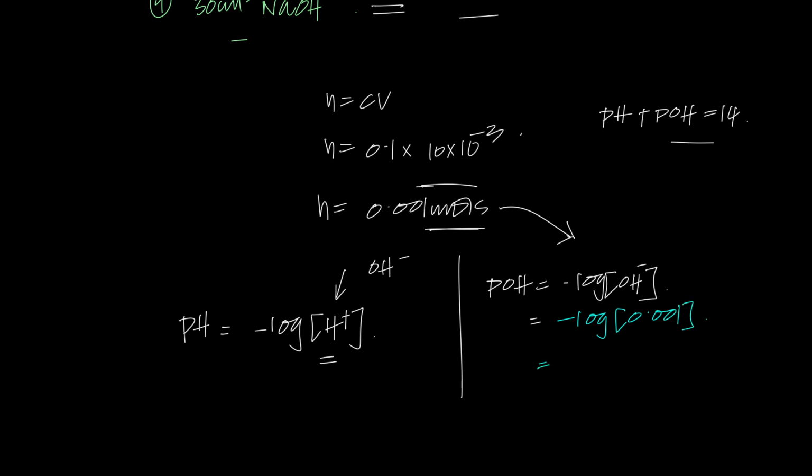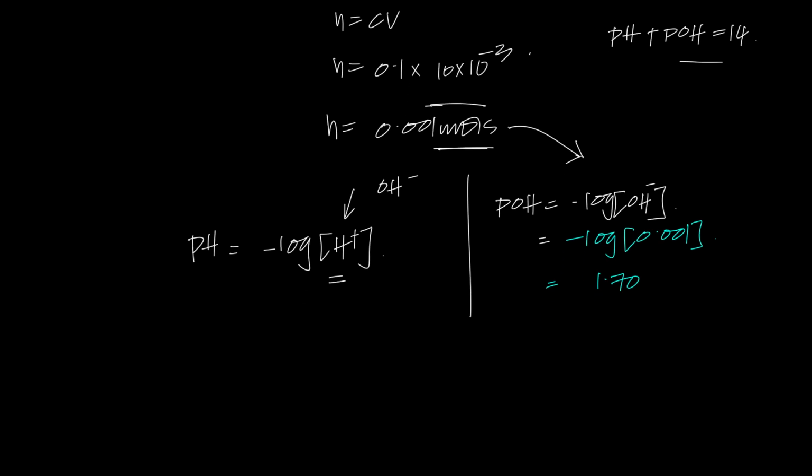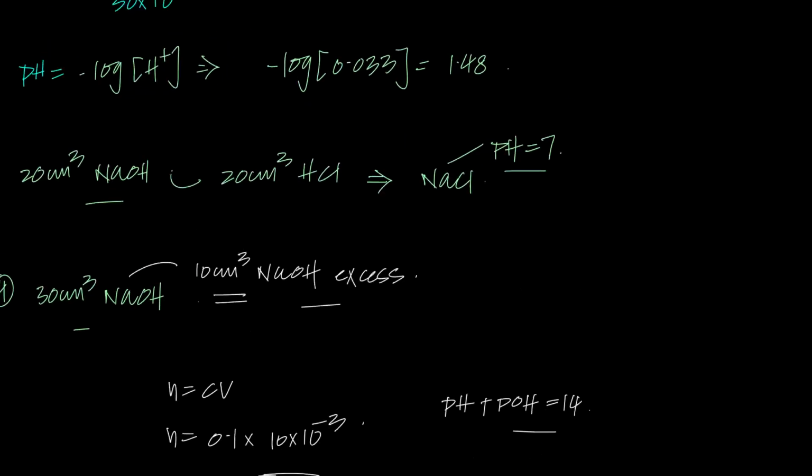Again, all of this calculation is not a part of your course. I'm just doing it to derive something. This is 1.70, right? So what would be the pH? I know pH plus pOH gives you 14, right? So pH would be equal to 14 minus 1.70, and that is equal to 12.30. And this is how you can figure out the pHs at any point in time.